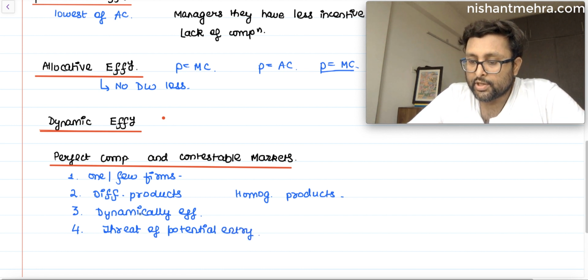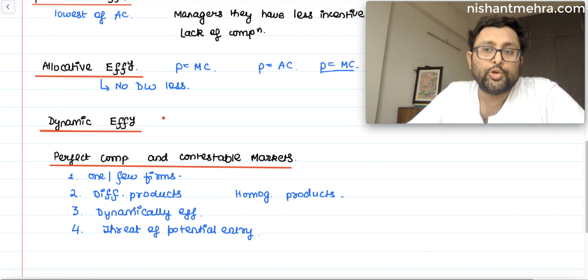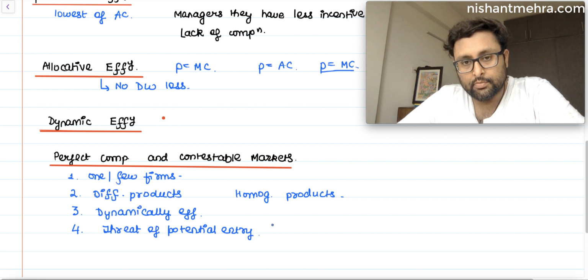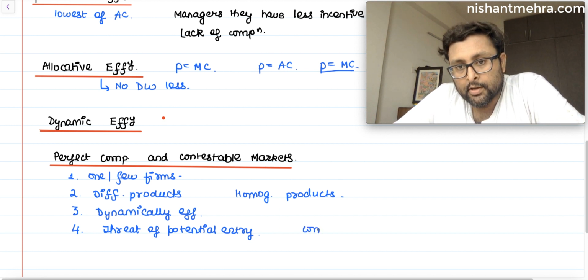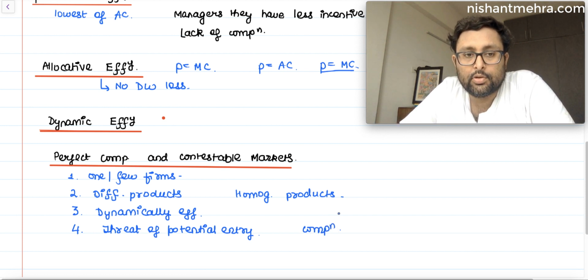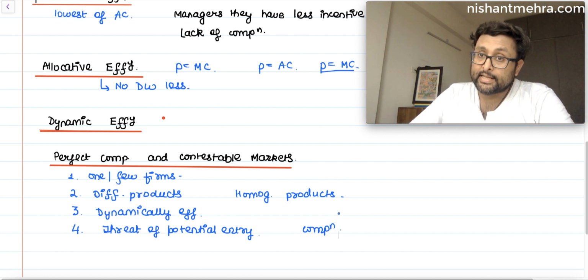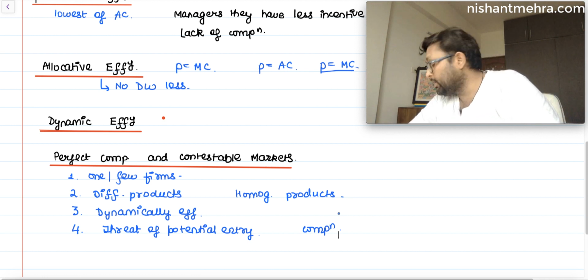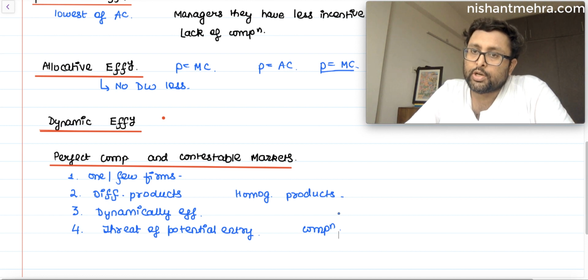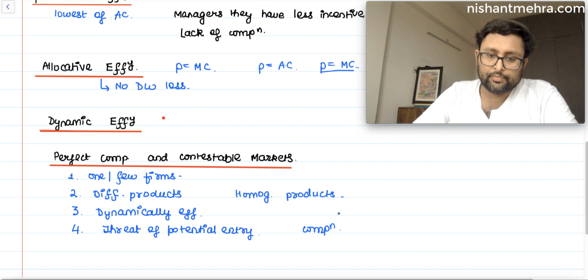Then you have, in a contestable market, a threat of potential entry, which is going to influence the firm's behavior, right? While in case of competition, competition exists in a perfectly competitive market. So as far as a perfectly competitive market is concerned, competition actually exists. There's nothing new about it. But in case of contestable markets, this threat of competition is going to influence the firm's behavior. Are you with me?